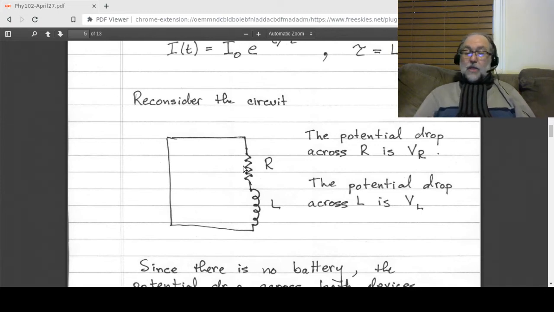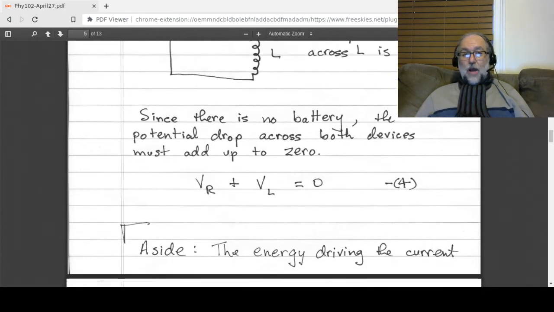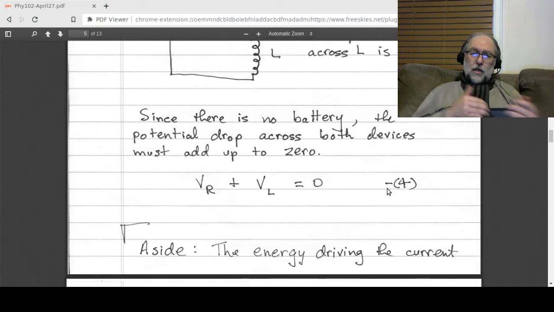So proceeding as we did above, there's a potential drop across the resistor, and we'll call that VR, and there's going to be a potential drop across the inductor, and we'll call that VL. And again, there's no battery, and so those two potential drops, when you add them up together, have to equal zero. We'll call that equation 4. And now you might ask the question, in the RC circuit, the thing that provided the energy was the capacitor. It can't be the resistor. The resistor dissipates energy as heat. It does joule heating.